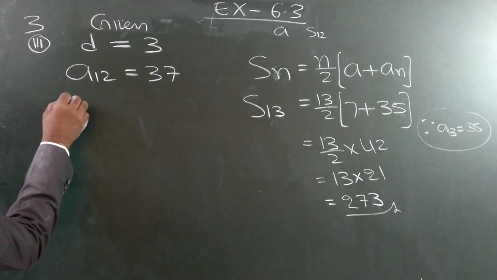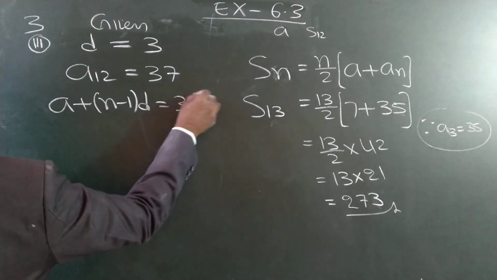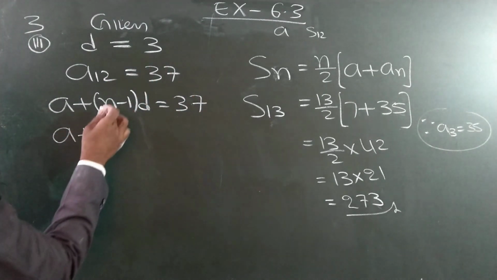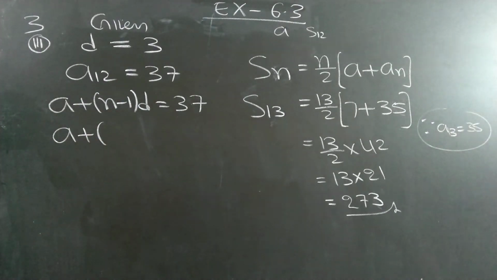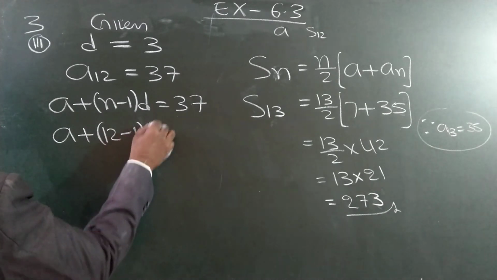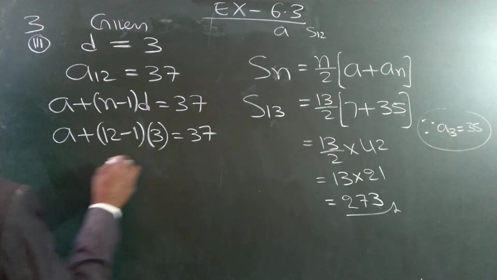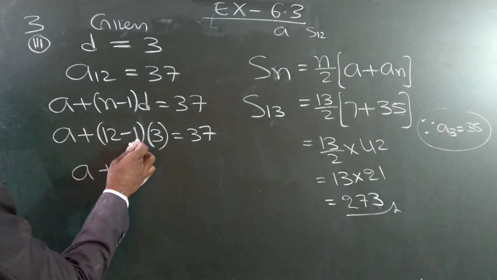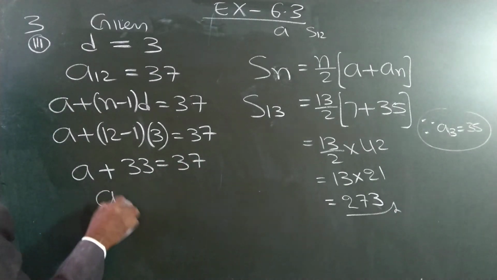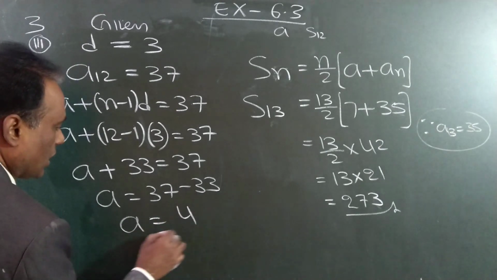What is the formula for the 12th term? a plus (n minus 1) into d. a we don't know, n is 12, d is 3. 12 minus 1 is 11, 11 into 3 is 33. So a is equal to 37 minus 33. a is equal to 4. Answer.